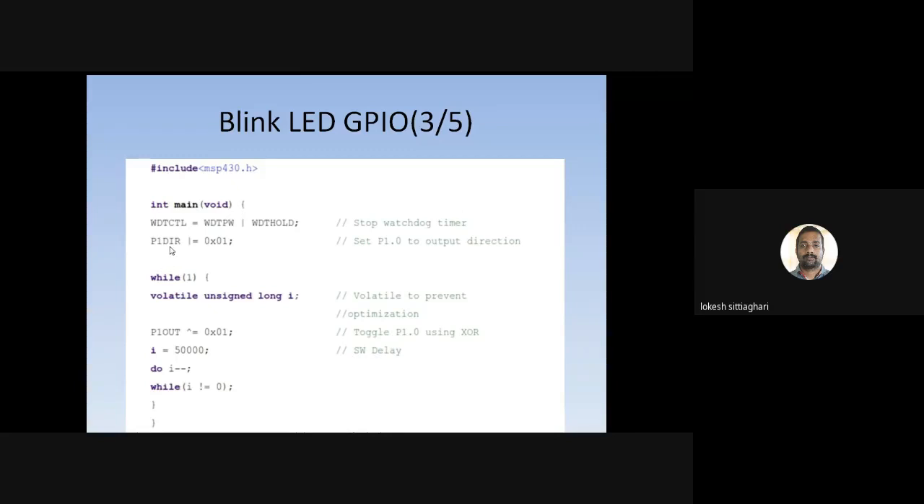Next, P1DIR is an 8-bit register. Sorry, I said 16-bit, but this is the 8-bit register. It holds 8-bit IO pins. If I write 1, then that particular pin becomes an output. If I write 0, then that particular pin becomes an input. So I'm writing bit 0 of P1.0 as 1 to make it an output. If I write 1, it becomes an output. If I write 0, it becomes an input. That's why I'm writing 1 here.